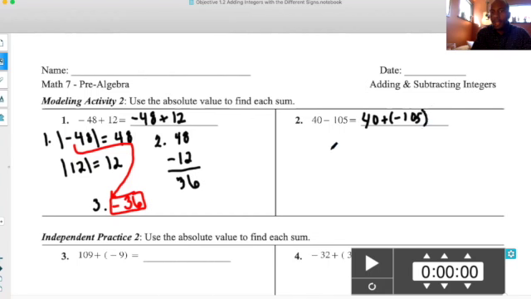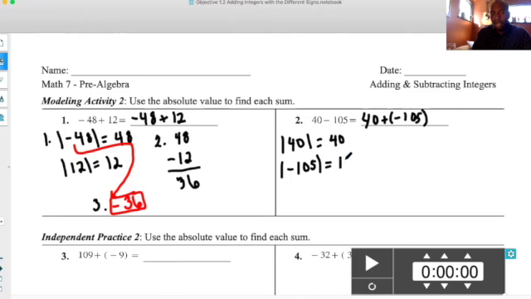Okay. Now, what we want to do here is say, okay, 40 plus negative 105. I want to find the absolute value of both. That's what the first step says. Absolute value of both numbers. What is the absolute value of 40? 40. What is the absolute value of negative 105? 105.